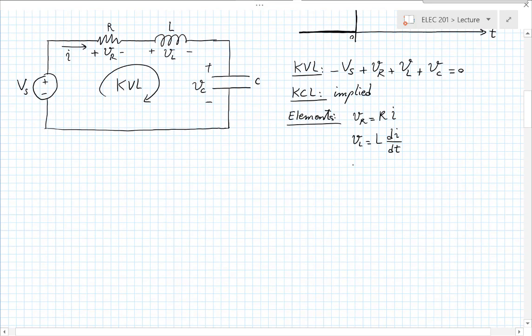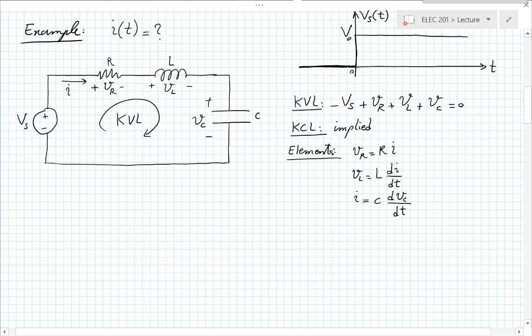And for the capacitor, it's the other way around. The current, which is simply I in this case, is proportional to the time derivative of the capacitor voltage. Okay. Well, so you see immediately that all three voltages are related to the current I. And so if I use these three element relationships and plug them in to my KVL at the top, I have basically obtained an equation that has I only in it.